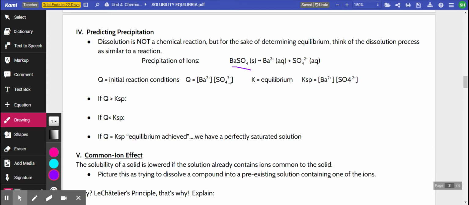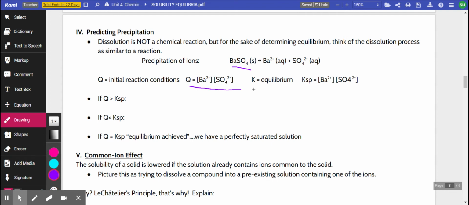So we're going to compare Q to K to determine if a precipitate will form. So think of Q as those are the initial reaction conditions. So Q is the concentration of the barium, in this case, the barium ion concentration times the concentration of the sulfate ion. There's no powers because there's no coefficient in the equation. And then K is at equilibrium.